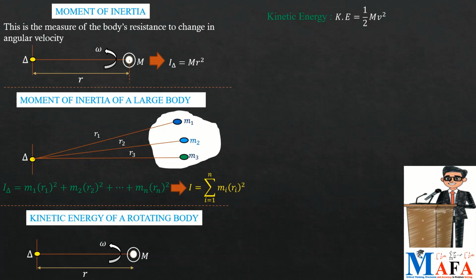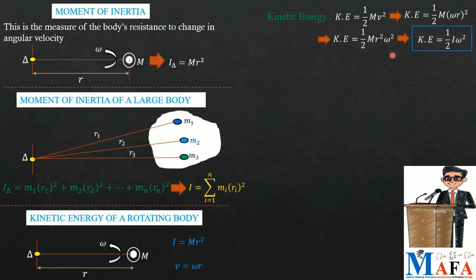But in this case, it is rotating, so we need to make use of its angular velocity. We know that v is equal to omega r, where omega is the angular velocity and r is the distance from the point mass to the axis of rotation. So we simply replace v with omega r, and it is squared. By so doing, we have the kinetic energy as half m r squared omega squared. Now we have to express the kinetic energy of this body as a function of its moment of inertia and its angular velocity. Originally we said that I is equal to m r squared. So we can see that this m r squared is our I. By so doing, we get kinetic energy to be half times I times omega squared, and we are done.